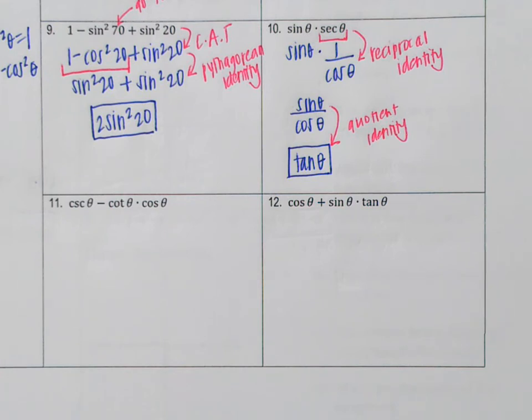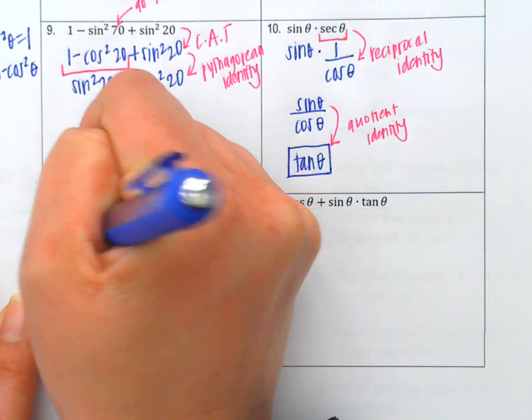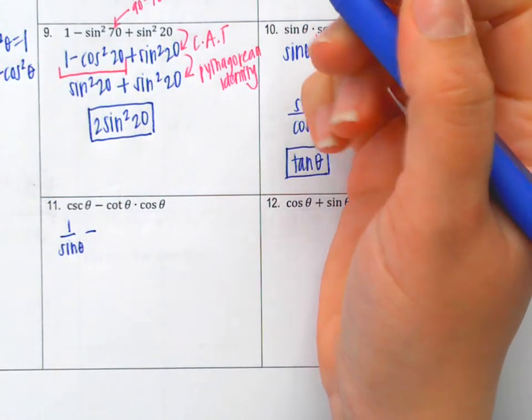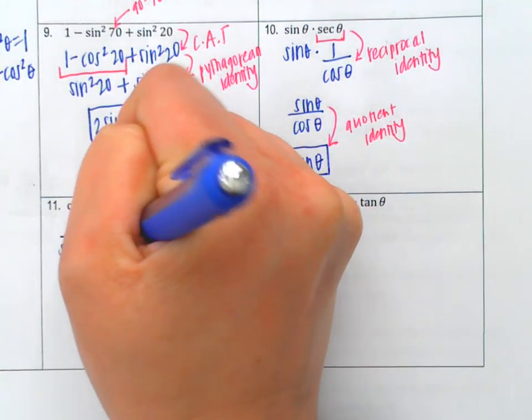If you guys want to try it on your own, great. If you don't, that's fine too, but we're going to do this one together. So right off the bat, we know we're not going to be using a complementary angles theorem, but we are going to convert everything in terms of sine and cosine. So cosecant, I'm going to write as 1 over sine theta. Minus cotangent, I'm going to write as cosine theta over sine theta.